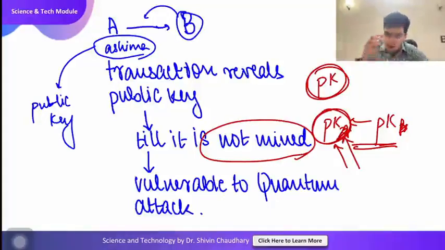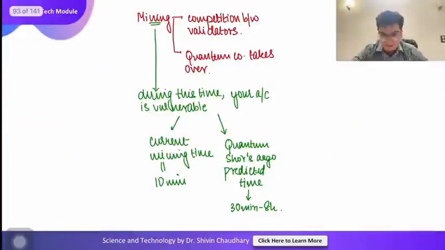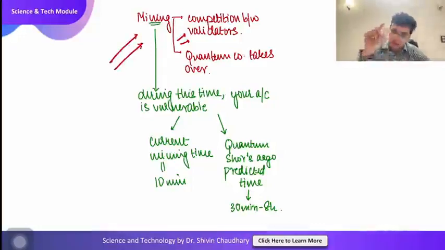जब तक ये माइन नहीं होके ये ट्रांजैक्शन उस ब्लॉक में घुस नहीं गई है, तब तक ये पब्लिक की अवेलेबल है. मान लो कि 30 मिनट्स लगते हैं एक ट्रांजैक्शन को माइन करने में, तो 30 मिनट्स तक ये पब्लिक की विजिबल है. Until that time it is vulnerable to the quantum attack. Right? Now mining में क्या हो रहा है? There is a competition happening between the validators, between the people who are validating the transaction. At this time the quantum computer could say, okay, I have seen public key. Right? I have seen this thing, public key, and now from public key I will derive the private key. So during this time your account is vulnerable.